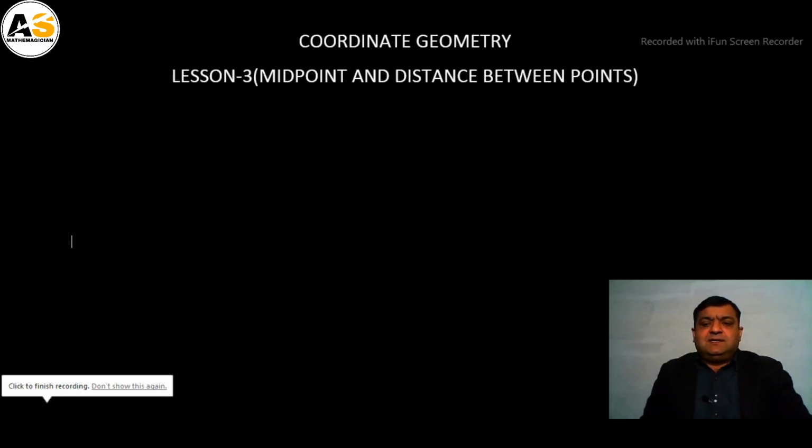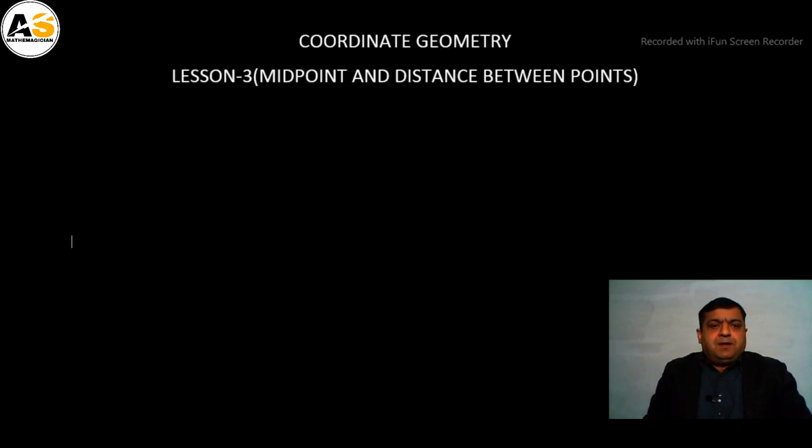Hello dear students, this is lesson number 3 of coordinate geometry. So far we have learned the formula for gradient of a straight line and how to find the equation of a line if we are given its gradient and y-intercept, as well as finding the equation of a straight line if its gradient and one of the points of the line is given.